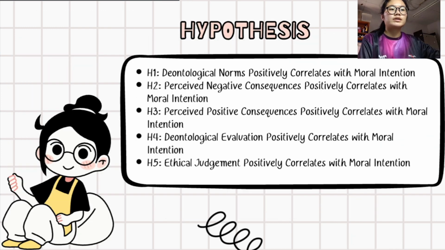There are 5 hypotheses in our project. Hypothesis 1, deontological norms positively correlates with moral intention. Hypothesis 2, perceived negative consequence positively correlates with moral intention. Hypothesis 3, perceived positive consequence positively correlates with moral intention. Hypothesis 4, deontological evaluation positively correlates with moral intention. And for hypothesis 5, ethical judgment positively correlates with moral intention.